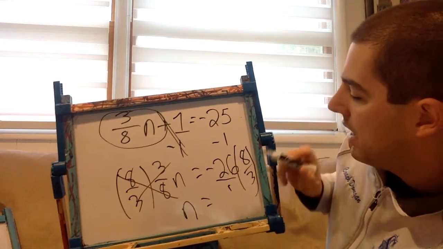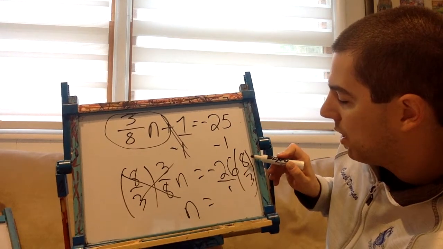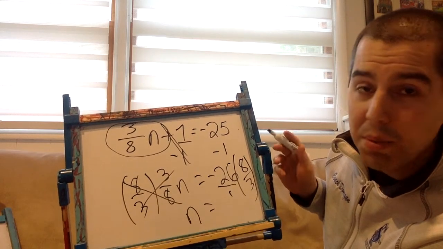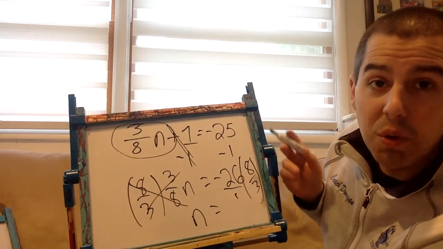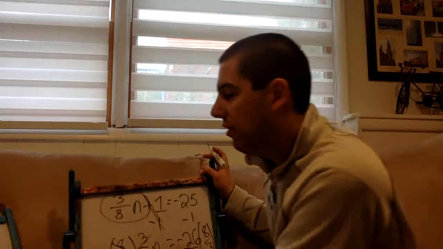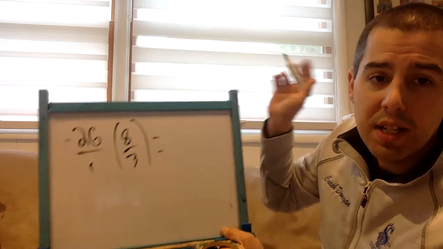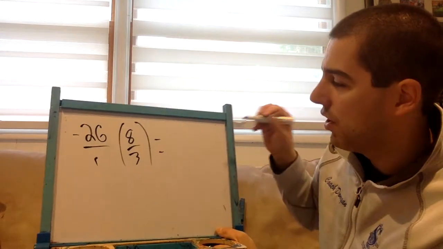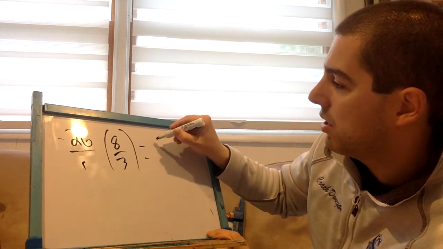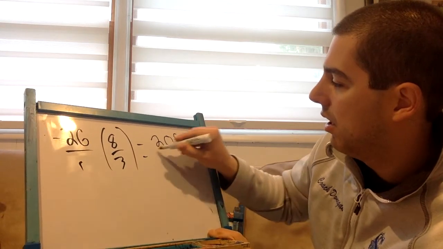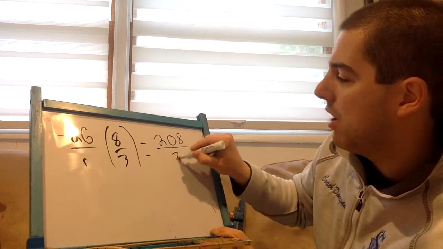Now, on the right side, -26 multiplied by 8/3. There's no cross simplifying there. You actually have to do the work, okay? And here's what the work for that would look like. So I set up -26 over 1 times 8/3. I multiply my numerators. I'm going to get 208. I multiply my denominators. I'm going to get 3.